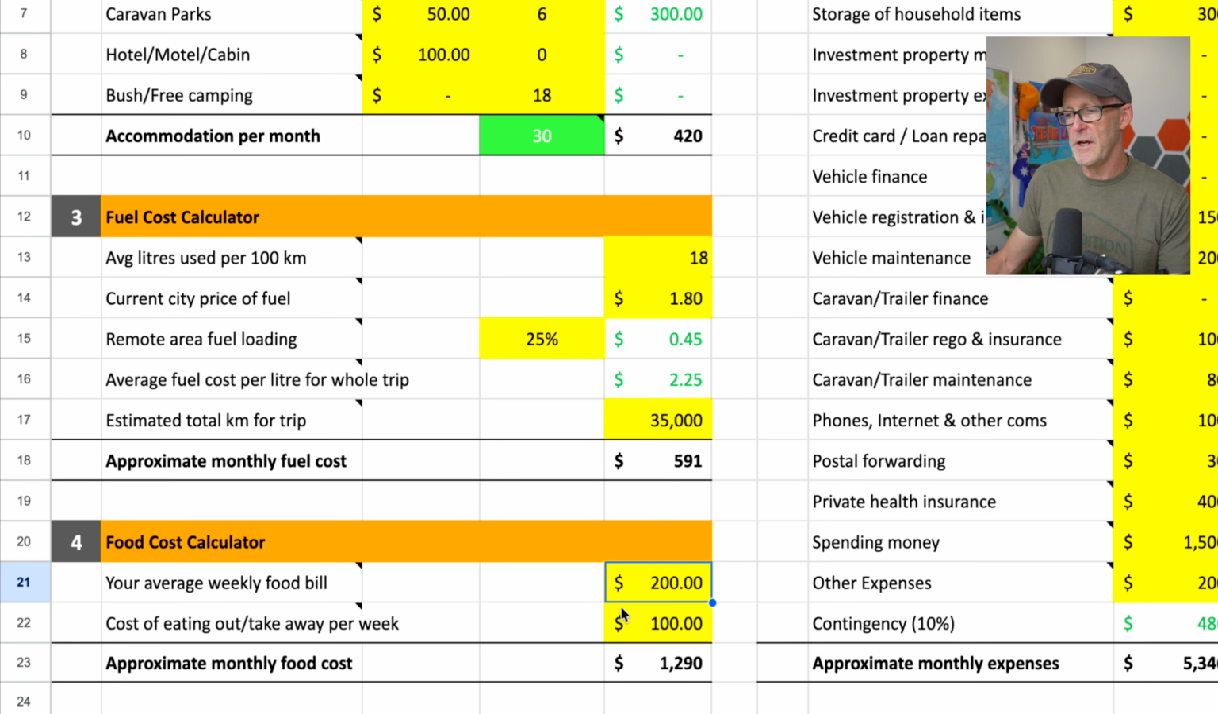Now, with the food cost calculator, this works on a weekly amount, not a monthly amount, because most people think about how much they spend on food based on a weekly amount. So I put in $200 a week as a starting point. It's probably going to be a lot higher than that for most people. And how much you expect to spend on eating out per week. And this would include roadhouse snacks and things like that, trips to the pub, counter meals, beers and things like that. So what do you expect to spend in a week in total, one way or another, on food and food-related things, booze, stuff like that? And then it adds up to a total amount of $12.90 per month.